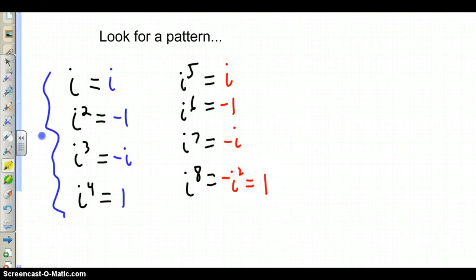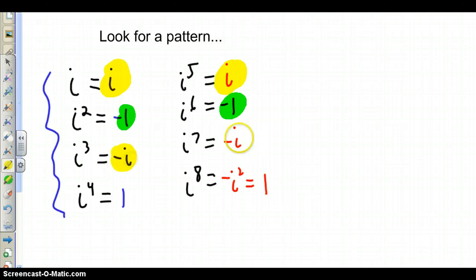Do you see the pattern here? I, -1, -I, and 1. You can see this pattern is going to continue. It just keeps on every 4 numbers. It's going to continue. And this is some way you can do it by hand here, like I to the 15th power.